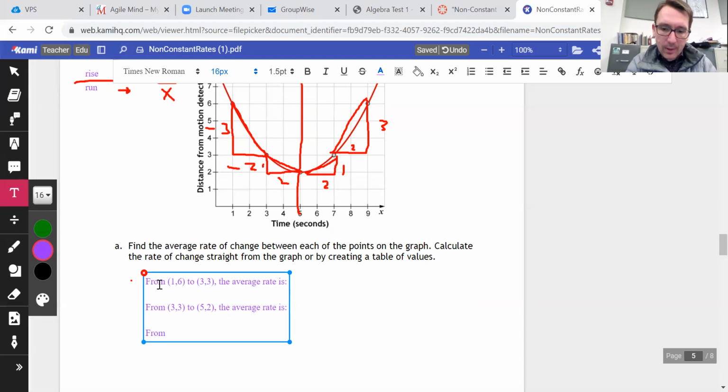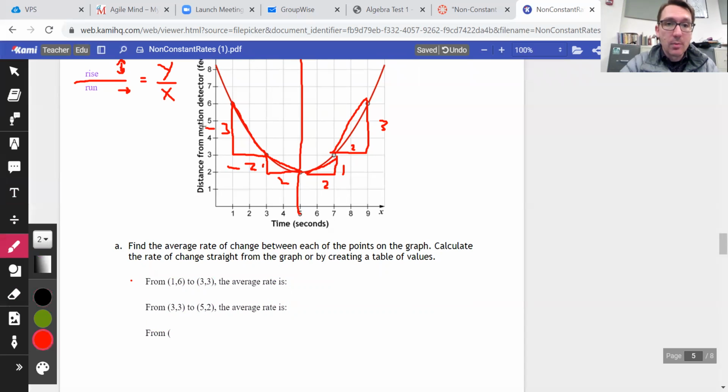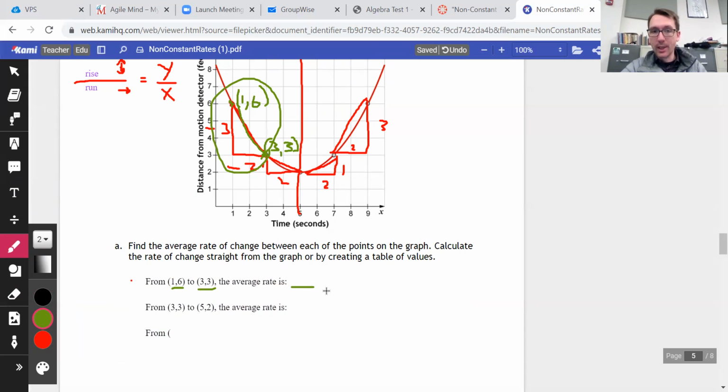From 5, 2. What I'm doing is I'm typing in these points just so you understand what I'm doing. Let me change it to another color. This is the point 1, 6. This point right here is the point 3, 3. So if I want to talk about the rate between these 2 points, I need to say those 2 points, and there they are right there. So what I'm saying is this first section, I'm going to find the slope and put it right here. Okay, so that's what's going on. Just so you understand. I'll leave these guys up here, but I don't want to have too much writing down here. Okay, back to writing.